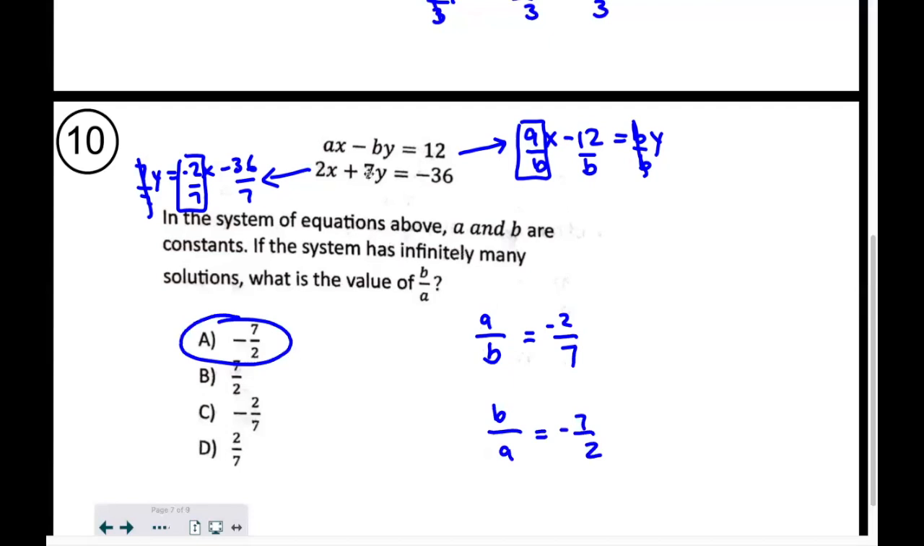Infinitely many solutions, the slopes are the same. So you do have to get these in slope-intercept form. But if you can do that quickly, or some of you might be able to look at it and figure out the slope in your head, then you definitely want to do it this way. Because once you get to this, the answer is easy. You just have to flip it.